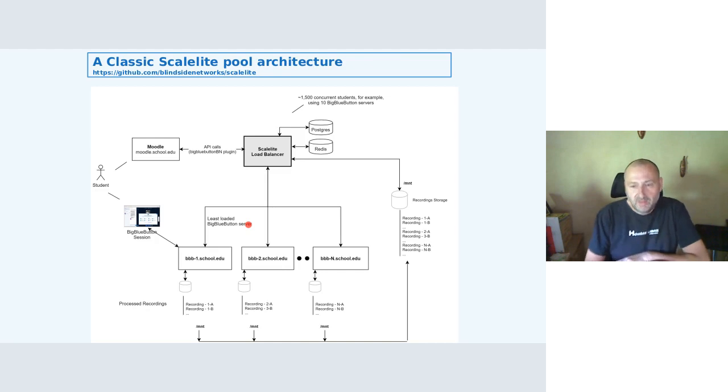This is the typical architecture of a pool of BigBlueButton servers placed behind a Scalelight load balancer. So here is Scalelight in the center. It implements the totality of BigBlueButton Server's API and acts as a single backend for the client application.